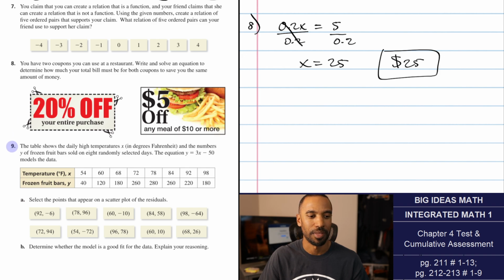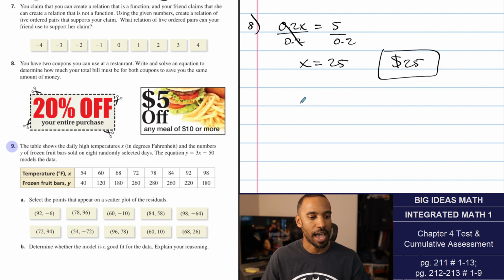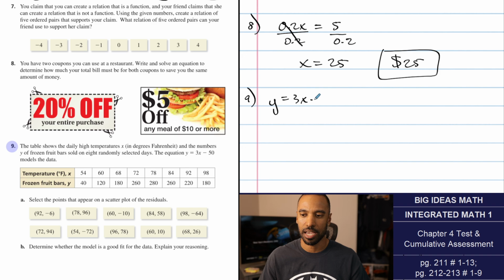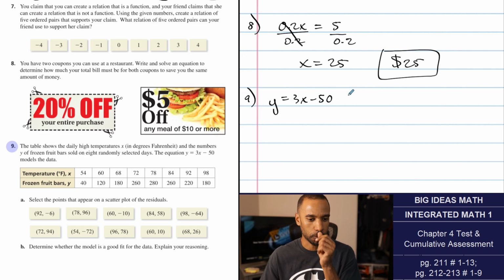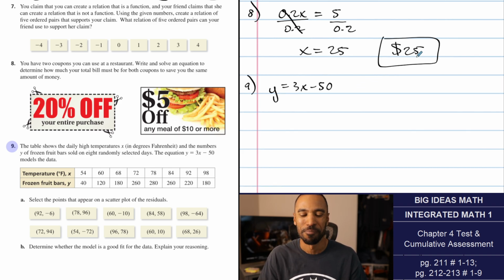I don't know. The last question here, number 9. The table shows the daily high temperatures in degrees Fahrenheit and the numbers Y of frozen fruit bars sold on 8 randomly selected days. So it sounds like a scatter plot, like our current chapter. The equation Y equals 3x minus 50 models the data. As long as I don't have to do residuals. Oh, residuals. All right, they're here.